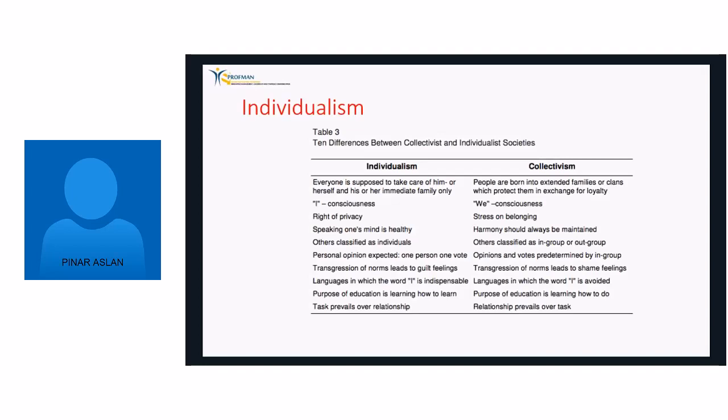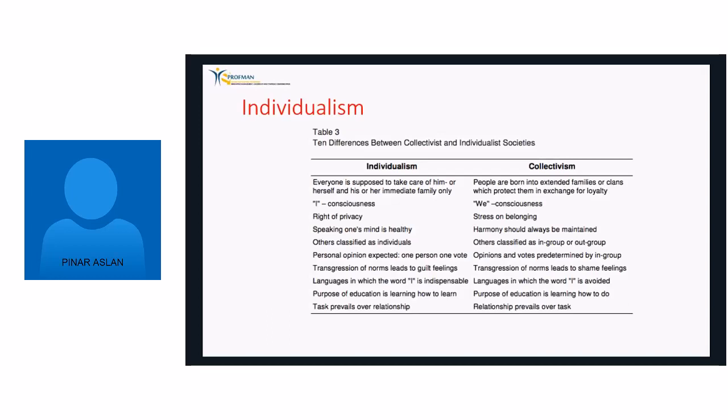And let's have a look at the chart. We have individualism versus collectivism. In individualism, everyone is supposed to take care of himself or herself and his or her immediate family only, as I said a few minutes ago. And in collectivism, people are born into extended families or clans, which protect them in exchange for loyalty. Individualism is like "I", whereas in collectivism, "we" is more important.